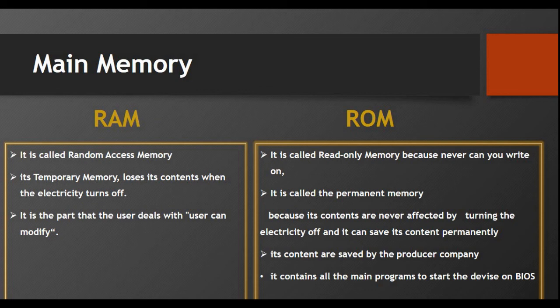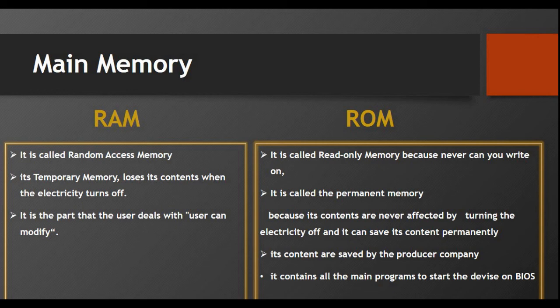Main memory means two types of memory, RAM or ROM. If we compare RAM and ROM, RAM stands for random access memory, but ROM stands for read-only memory. RAM is temporary, because it loses its content when the electricity turns off. But ROM is permanent memory because its content is never affected by the electricity. It can save its content permanently.